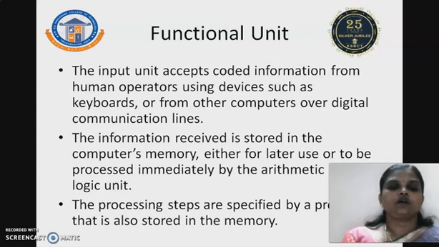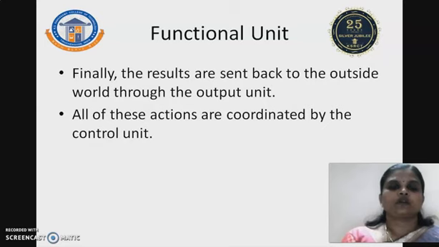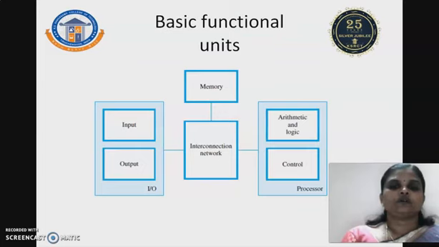So the input unit accepts the coded information from human users using devices such as keyboards, or from other computers over digital communication lines. The information is stored in the computer's memory either for later use or to be processed immediately. The processing steps to be applied to the data available in memory can be fetched and represented in sequential steps. The results are sent back to the output unit, and these are in turn controlled by means of a control unit.